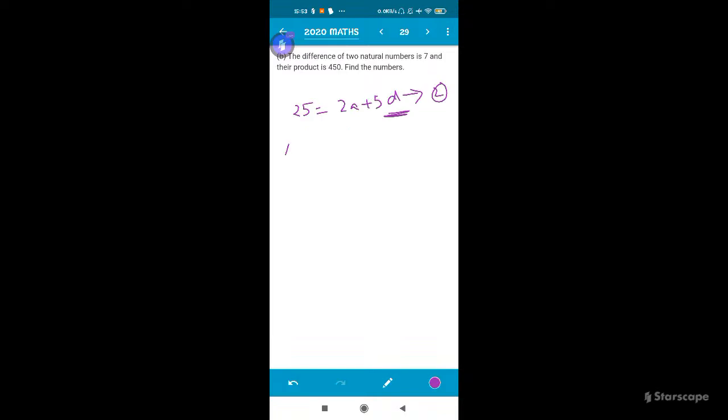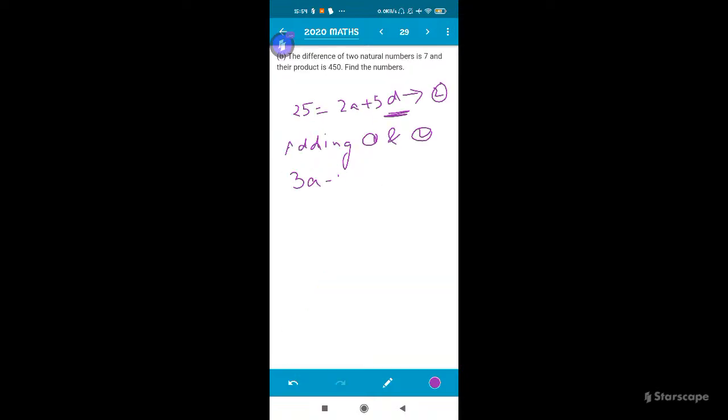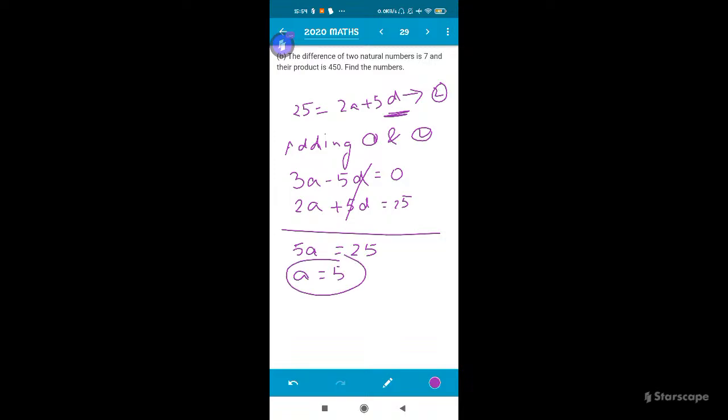So adding 1 and 2. What do we get? Over here we have 3a minus 5d equals 0. And over here we have 2a plus 5d equals 25. So this will get cancelled out, and we are left with 5a equals 25. So the value of a is 5. This is the first term of the AP series.